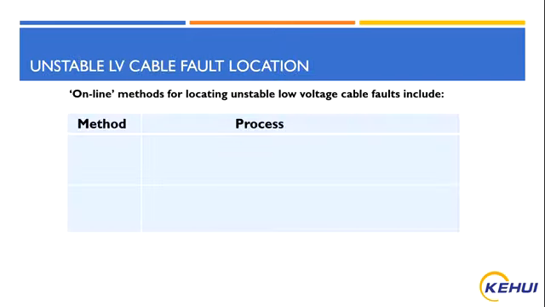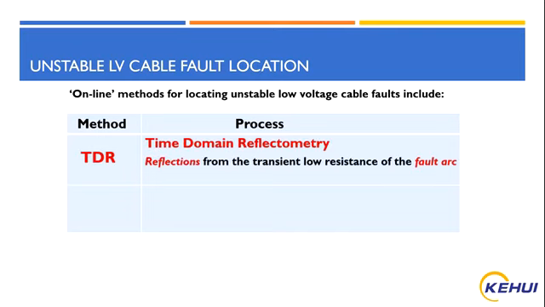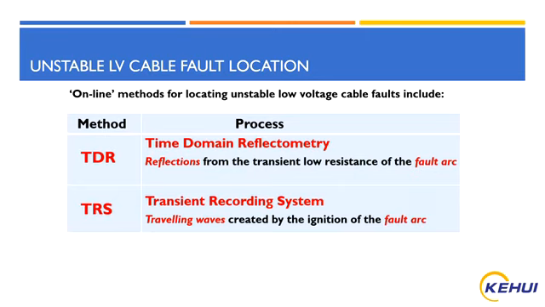The Kahui system for low voltage cable fault location utilizes two different methods to locate faults. The first of these, time domain reflectometry, or TDR, uses reflections of injected pulses from the low resistance of the fault arc. The second method, transient recording system, or TRS, utilizes traveling waves which are created by the ignition of the fault arc on the cable.